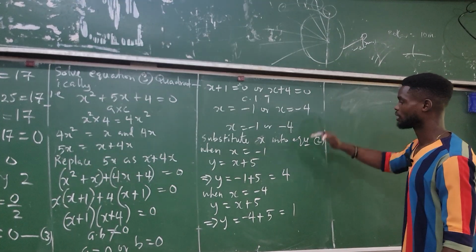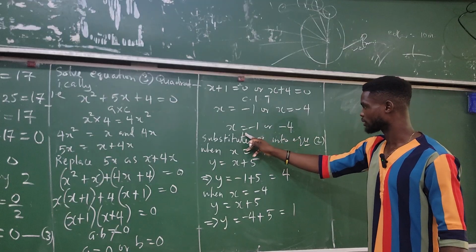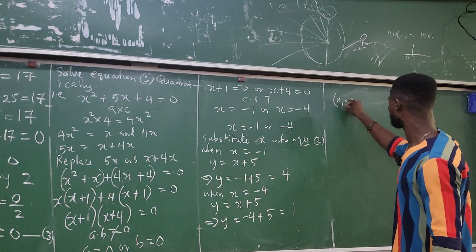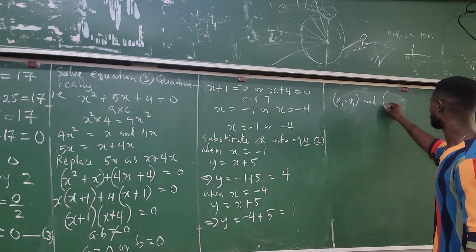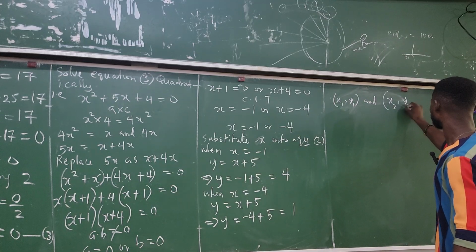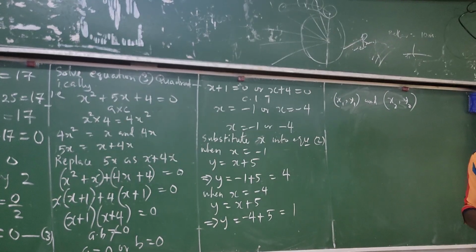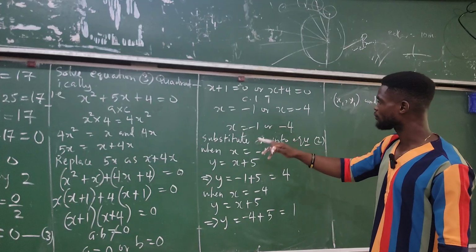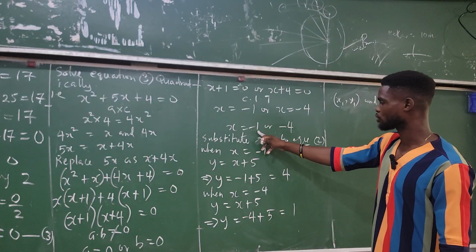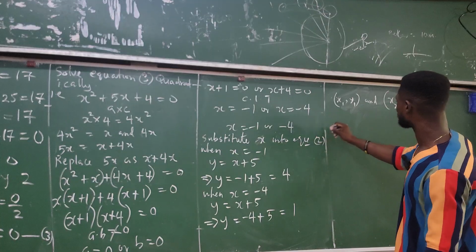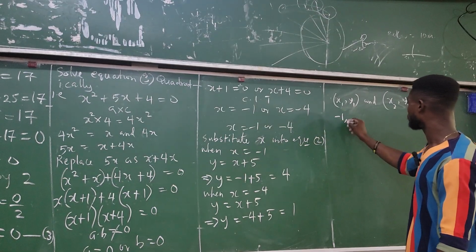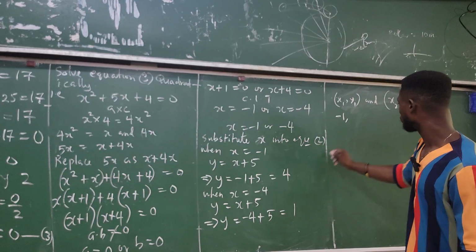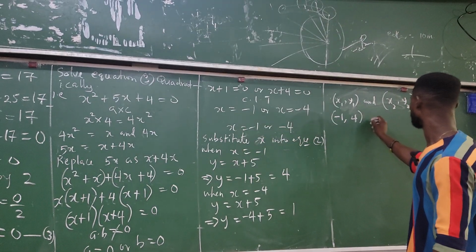Let me just show you how you can arrange the answer. When x is minus 1, we are doing x1, y1, and x2, y2. I just want to show you how you can arrange your answer so you don't make mistakes. For x1, we have minus 1. For y1, when you use minus 1, what do you have for y? We have 4. So it's 4. You group.